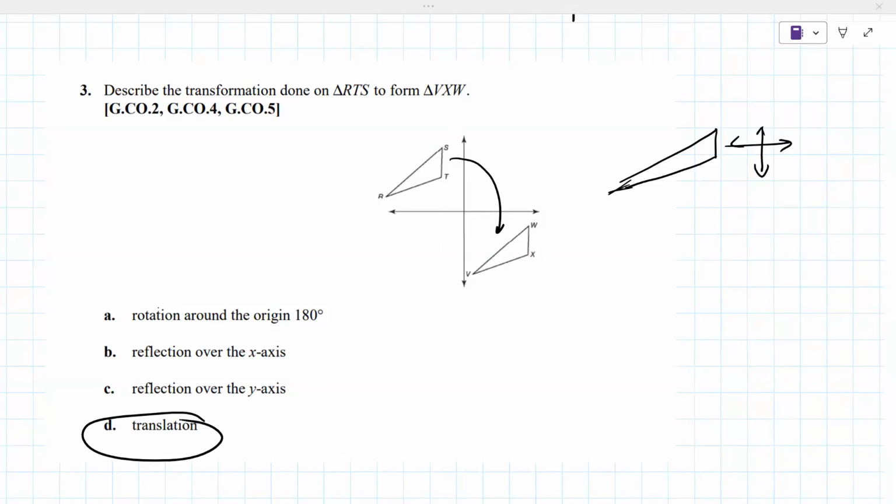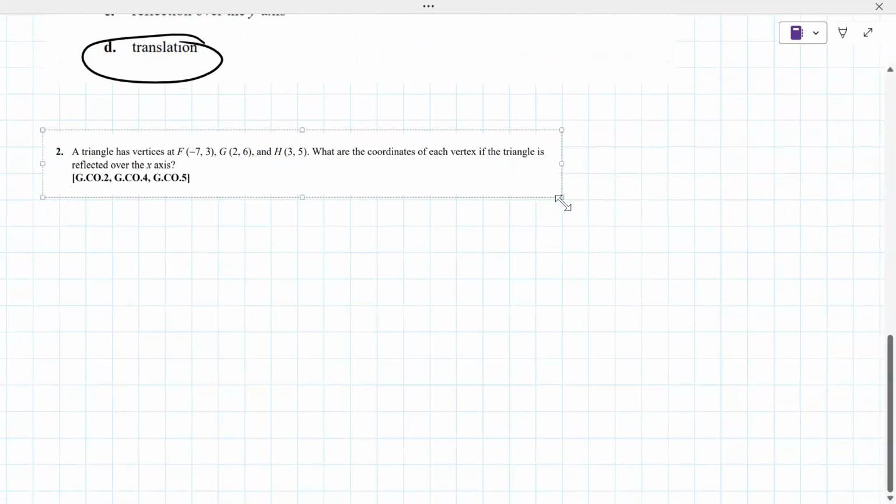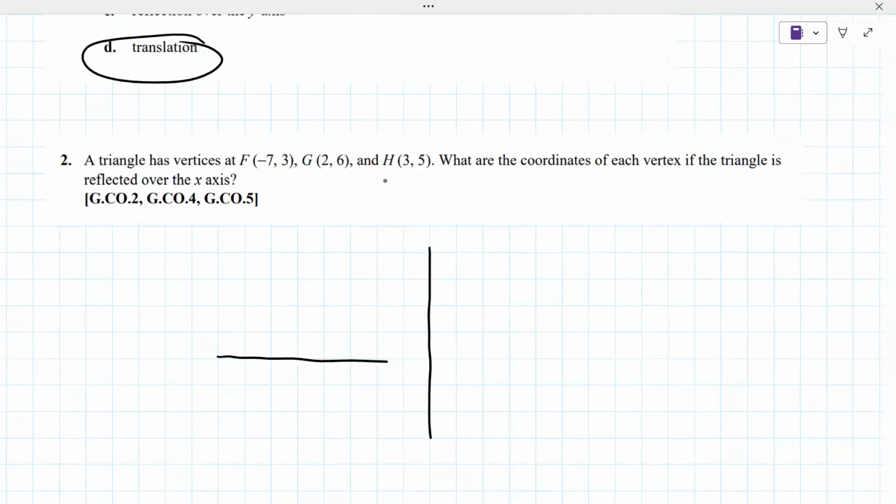Okay, so for the next one here, you don't have to have graph paper, but I'd like you to make a rough sketch of these three points, F, G, and H, and then we're going to reflect them over the x-axis, and I want you to give me the new coordinates. Flip it over the x-axis.